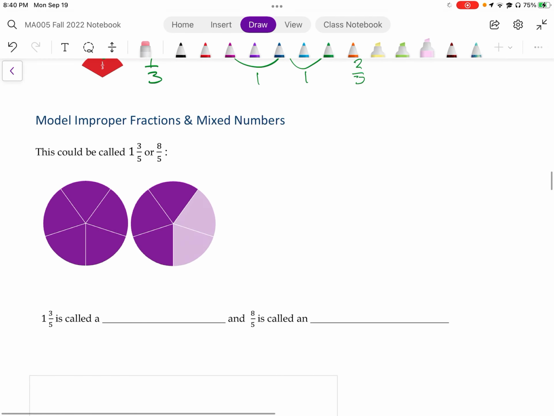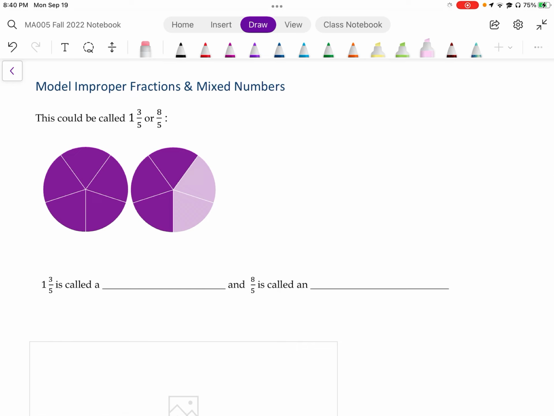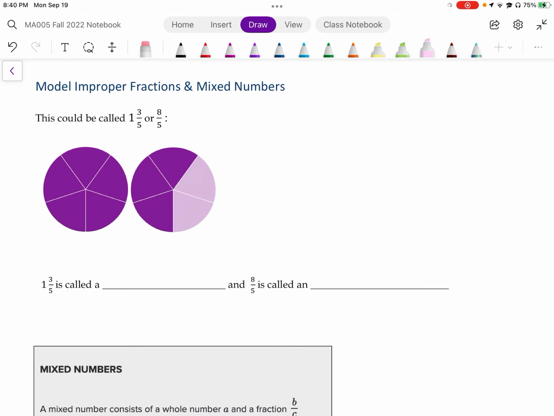So model improper fractions and mixed numbers. So this could be called 1 and 3/5 or 8/5, either one. Okay, so the first one is, this is a whole right here, which is also called 5/5, right? And this over here is 3/5. So 5/5 and 3/5 could be 1 and 3/5, or it could be 8/5. So 1 and 3/5 is called a mixed number, and 8/5 is called an improper fraction.